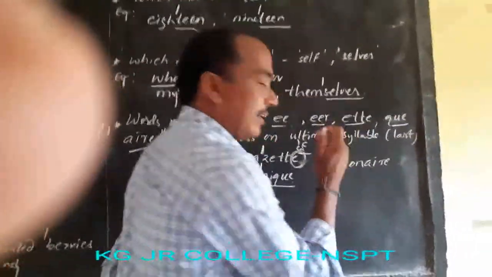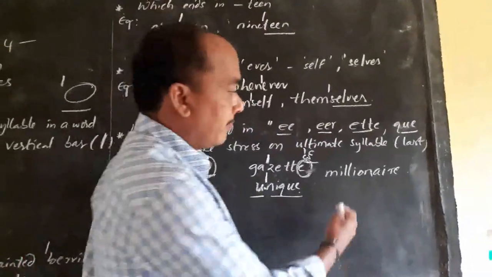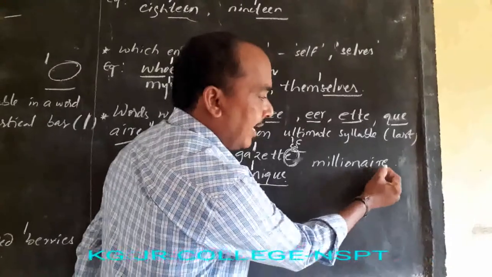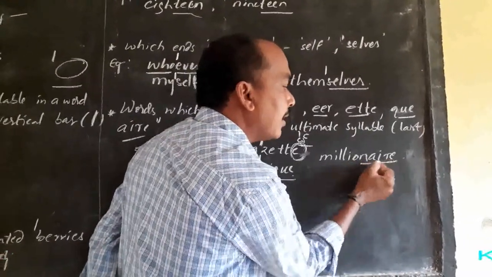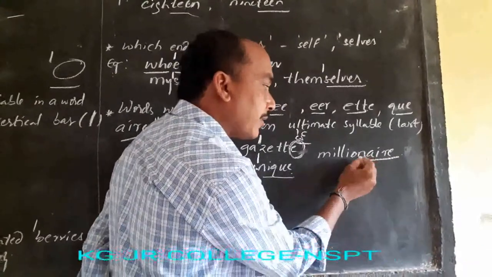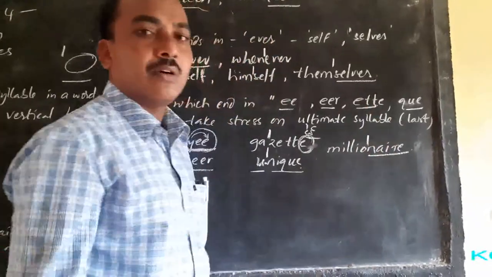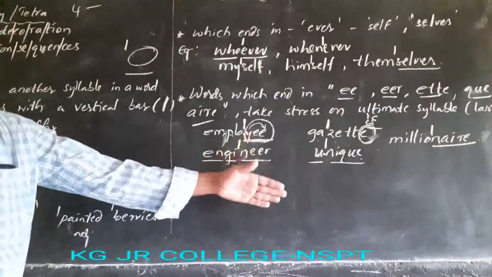Next one, millionaire. A-I-R-E: the consonant before it is there, so this sound should be considered. From here to here it is a part, which means it is a syllable. That's why after O and before N, we have to use the vertical bar. Next, another rule. In the next class, we are going to discuss it.